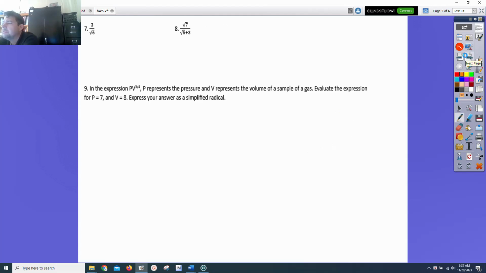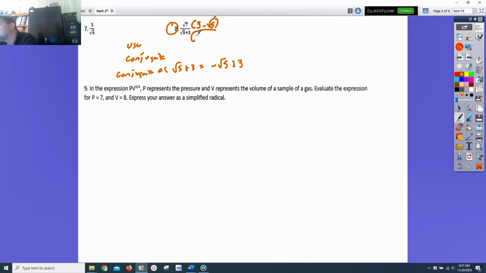What's worth doing on here? Probably 8. We're going to use the conjugate. And the conjugate of root 5 plus 3 is negative root 5 plus 3. The weird thing changes sign. I'm going to rewrite that as 3 minus root 5 just because I like negative symbols in a certain spot.